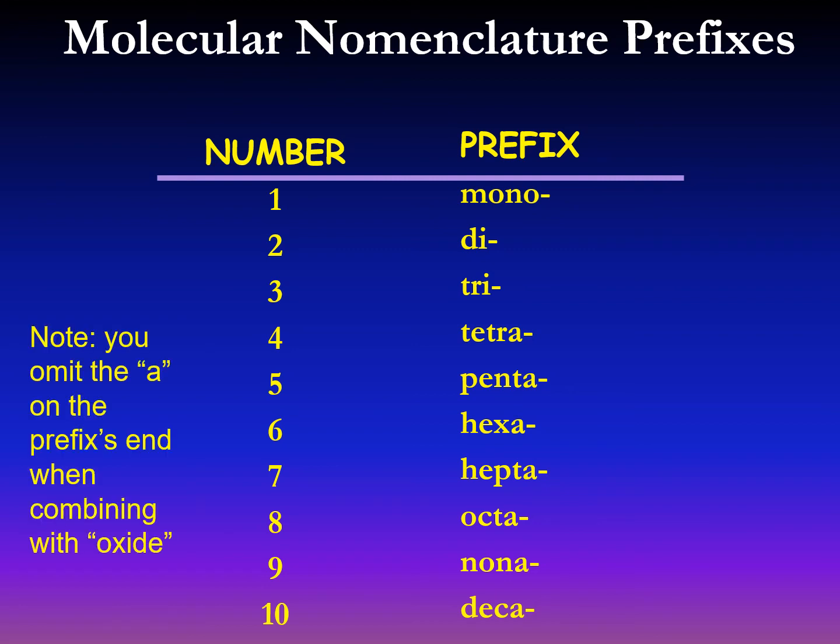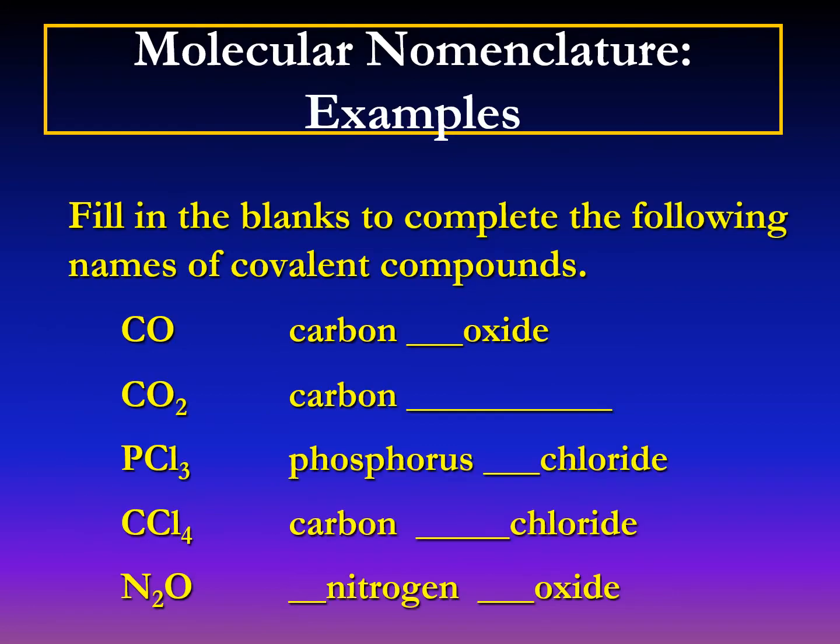You do omit a syllable here and there sometimes. I'm sure we're not going to count it wrong if you accidentally add in an A and call it pentaoxide instead of pentoxide, but generally the A is omitted when it's bonded to oxygen, and there are a few other cases where the A might disappear.